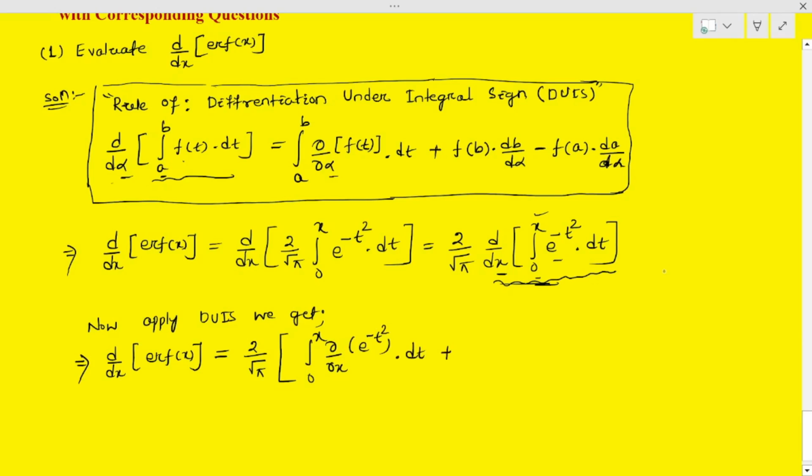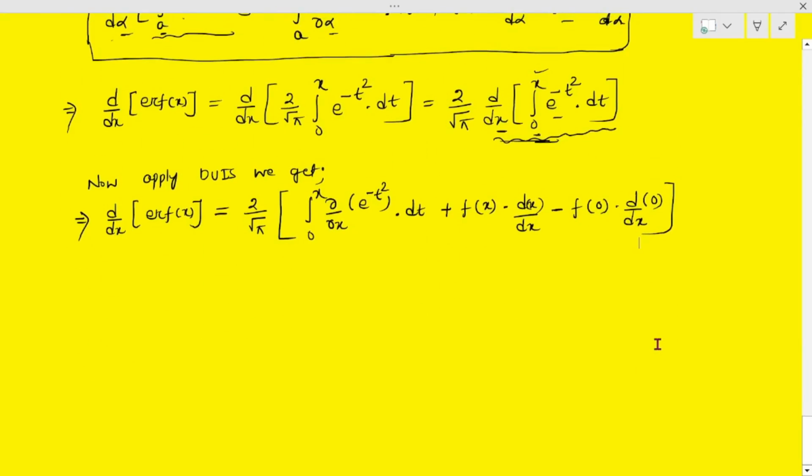Then the second term is plus f of the higher limit, f of x, then the differentiation of the higher limit with respect to x. The higher limit is x, then minus f of the lower limit, which is 0, so f of 0, then the differentiation of the lower limit with respect to x, this much, right?